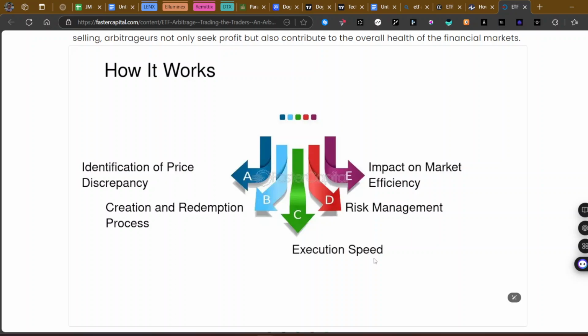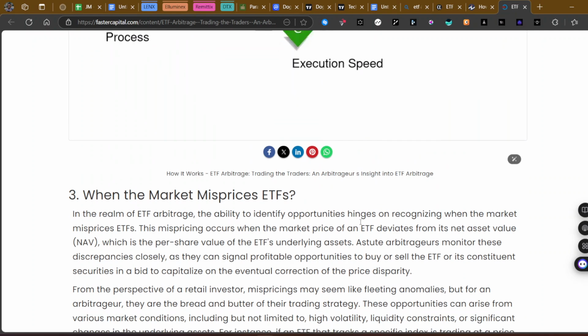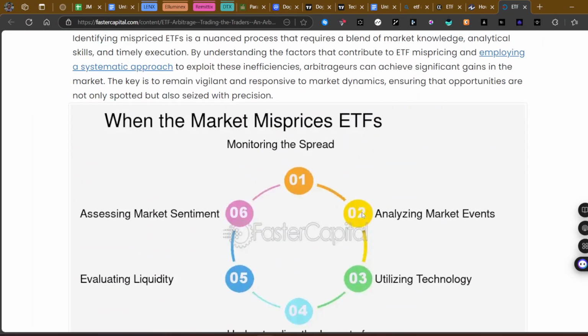So the best time to execute an ETF arbitrage trade is typically when you see a clear and significant discrepancy between the ETF and the underlying assets. Now, the discrepancy should be large enough to cover your transaction costs and leave room for profit. Let's say an ETF is trading at a 0.5% premium to the underlying asset. You might decide that this is a good opportunity to short the ETF and buy the underlying assets at the same time. After the market corrects the discrepancy, you can close the positions and lock in your profits.